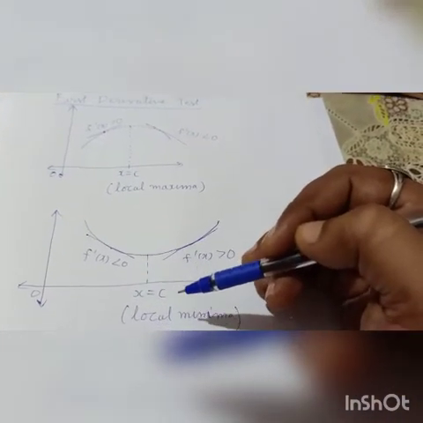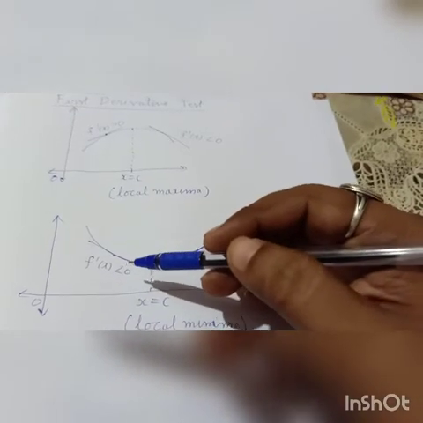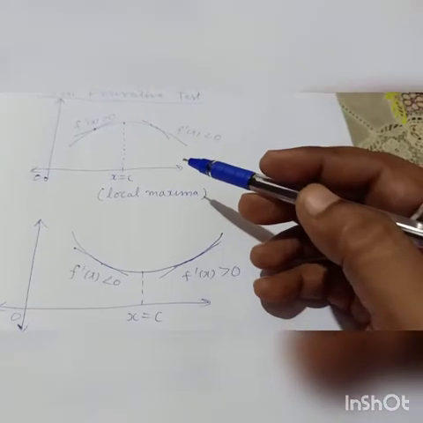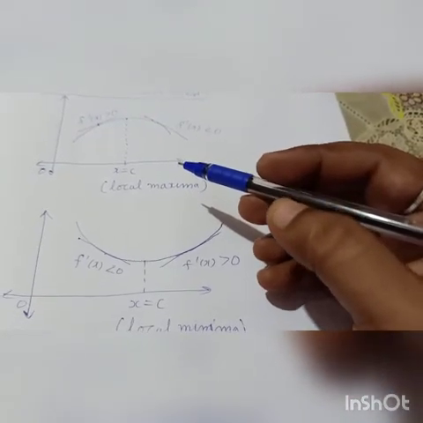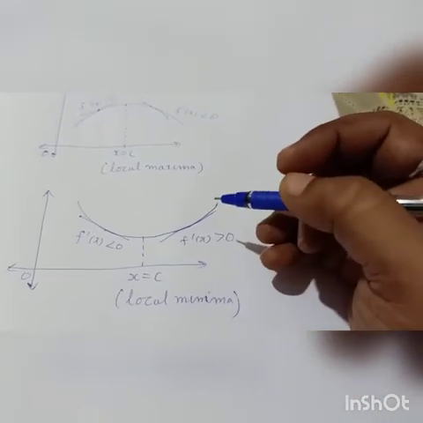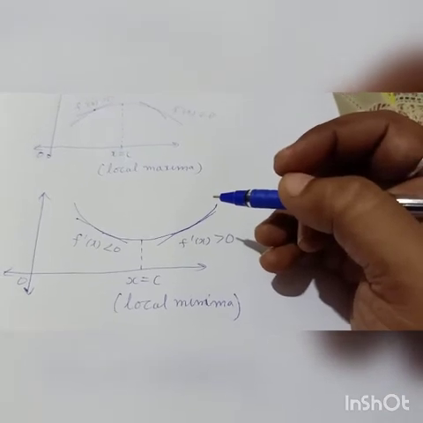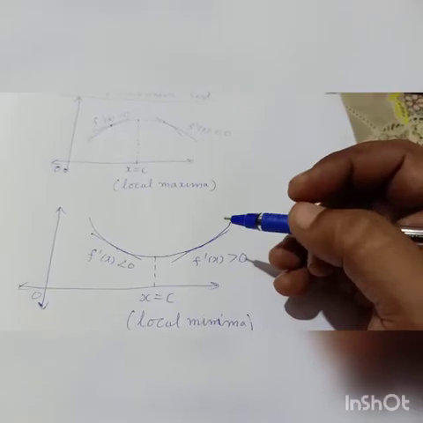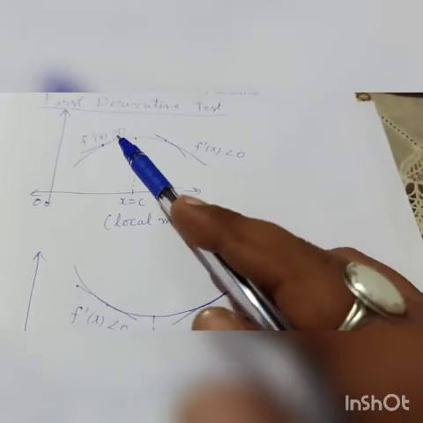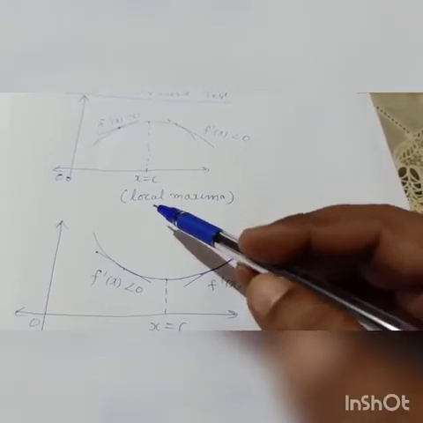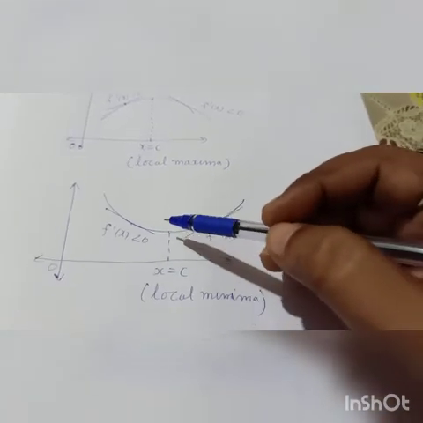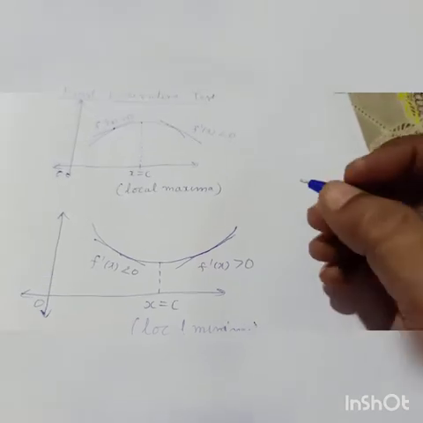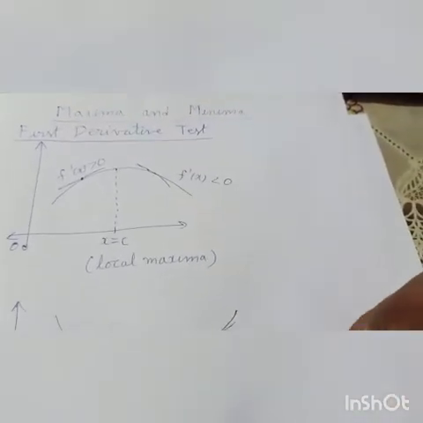If the sign does not change, that is, it does not change from negative to positive or positive to negative, then there will be no point of local maxima or local minima. In that case that point will be called a point of inflection. So if the sign changes from positive to negative, we get a point of local maxima, and if it changes from negative to positive, we get a point of local minima. So this is our first derivative test.